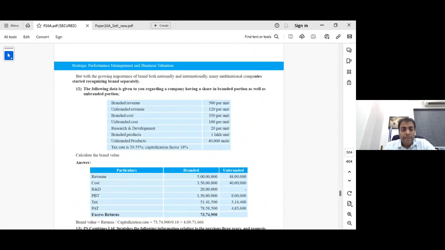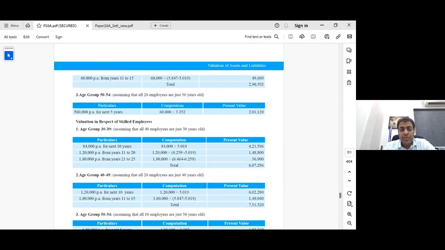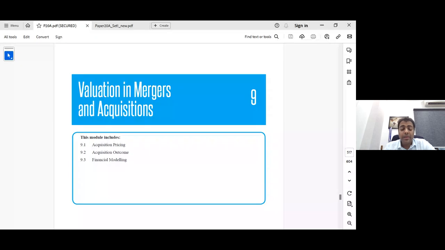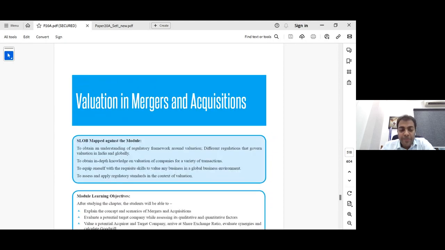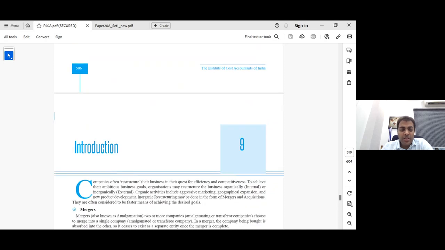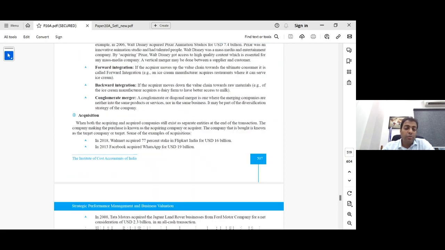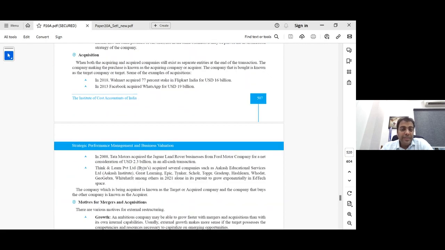Again, having done the walkthrough of the entire valuation syllabus, oh, I missed out on this. The next you have is valuation in mergers and acquisitions, which is complicated. Of course, you know what a merger is. You've heard of one company acquiring another company, one company merging with another company, one company demerging one of its business undertakings to another company. All of those concepts are here.